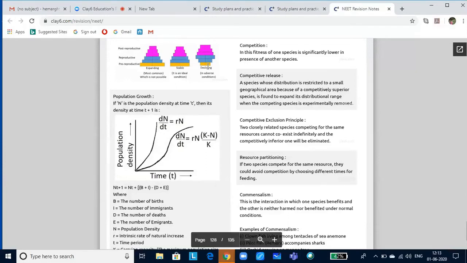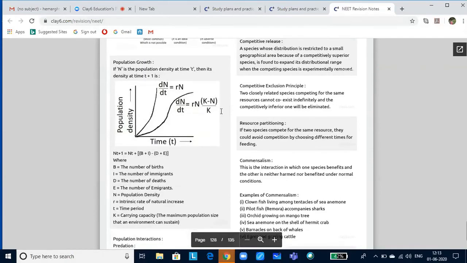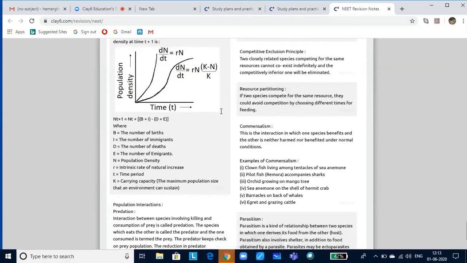No, they can ask you in any order, but you should know how to interpret the pyramid. If the base is broader, then it is pre-reproductive. If pre-reproductive and reproductive are almost similar, then it is stable. If pre-reproductive is smaller, then it is declining. Now let us look at the population growth.